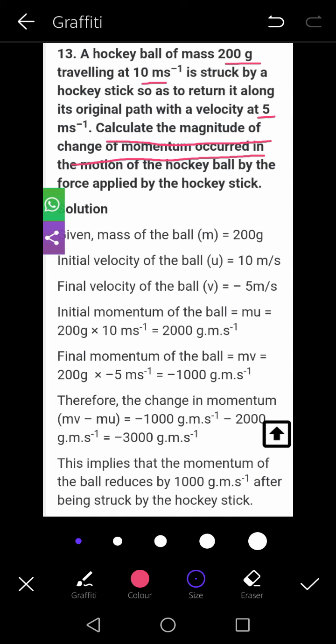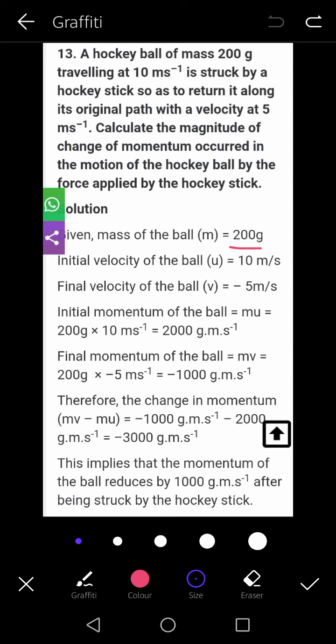So what we have to do is, first we have to find out the change in momentum. Calculate the magnitude of change in momentum occurred in the motion of the hockey ball, this much only we have to find out, change in momentum. So first of all we will find out the initial momentum, then we will find out the final momentum, then we will subtract it to get the change in momentum.